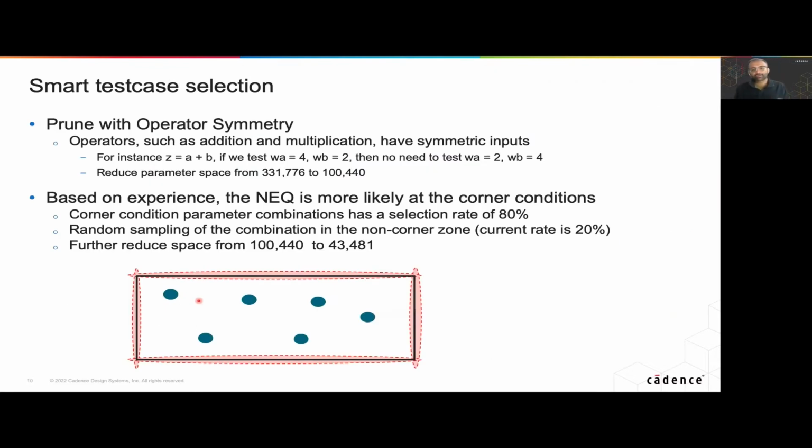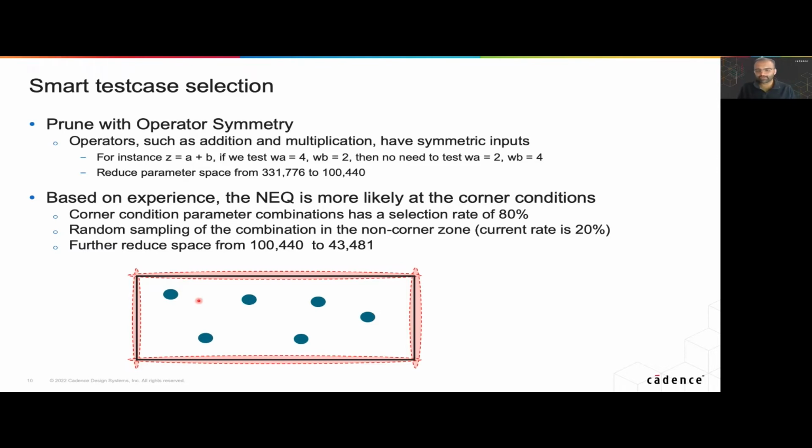So since it's 331,000, we have to be smarter about the whole thing, right? One of the areas that we have been working on is pruning the operator symmetry. For example, if you have A plus B, you don't need to verify a 2-bit value with a 4-bit addition versus a 4-bit value with a 2-bit addition, right? You don't have to verify all these separately. That can really help you reduce the space because it cuts it by almost 3x.